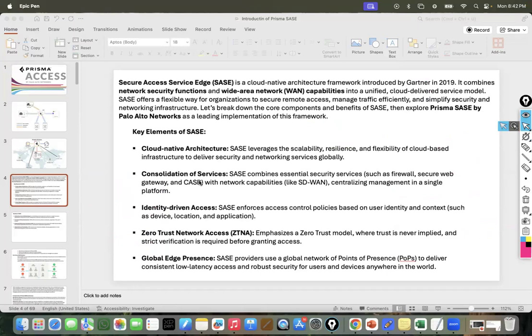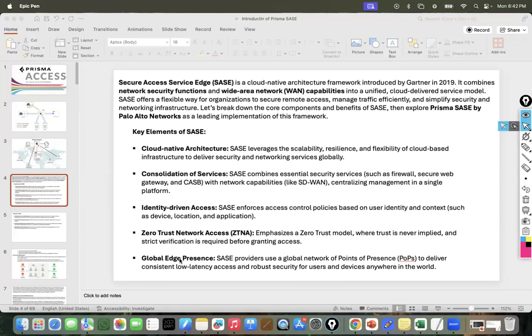Now, you can see here consolidated services like SASE, such as firewall, secure web gateway, CASB, and SD-WAN capability. The same thing I explained. Then identity driven access, such as device, location, and application based on policy, how it is going to happen, we'll discuss later. ZTNA we discussed, and we have the different POPs, like global edge presence. These are the framework elements we are talking about.